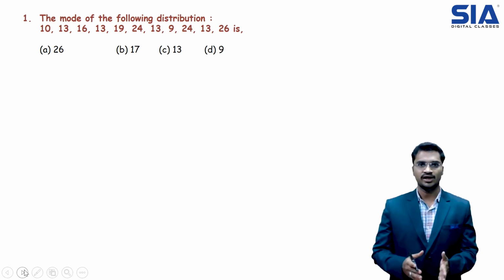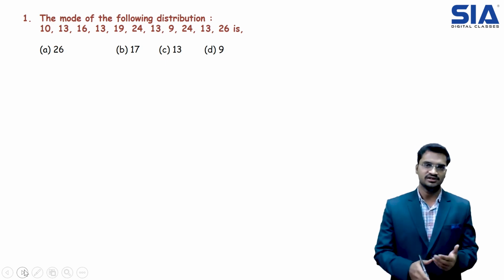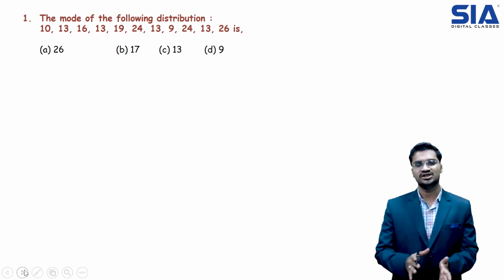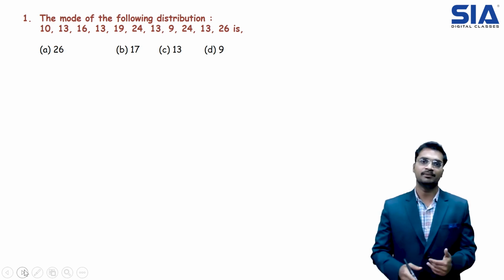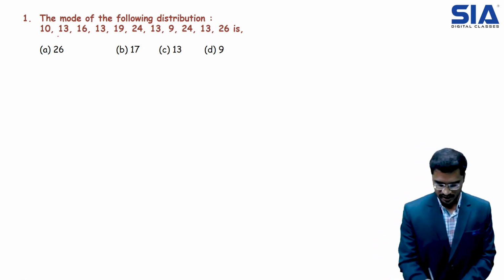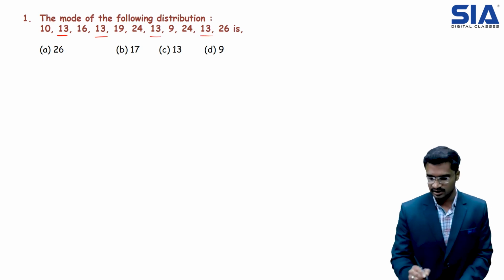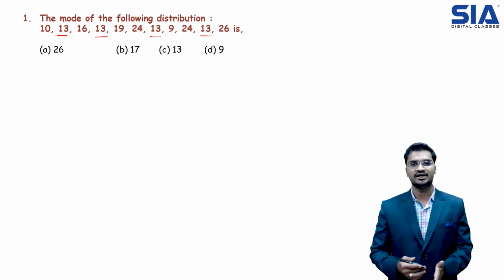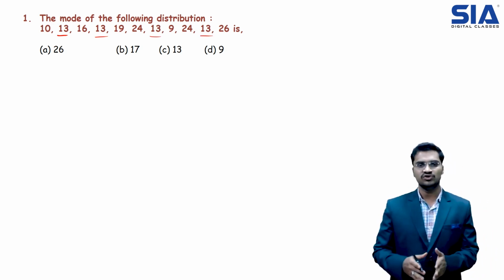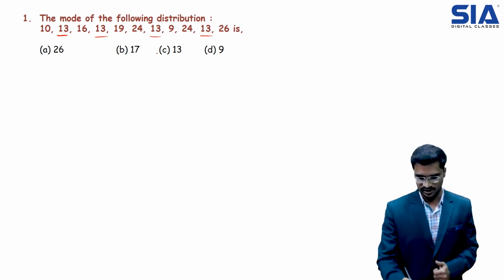Whenever we have to find the mode in this type of question, with discrete values, the mode is nothing but the number that is repeated the highest number of times. Let us see here the number 13. Here the number 13 is being repeated 4 times. So here the mode will be 13, which is option C.